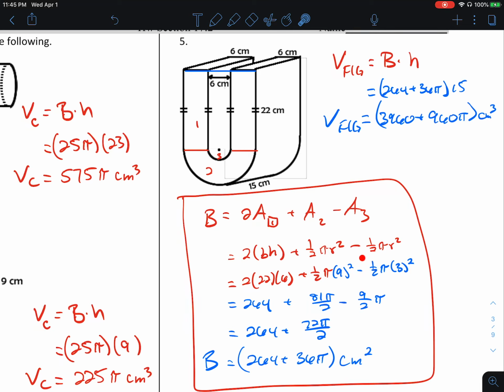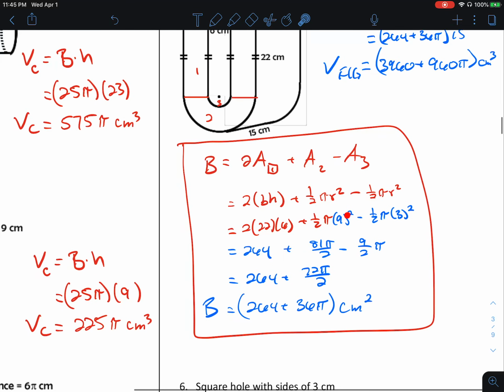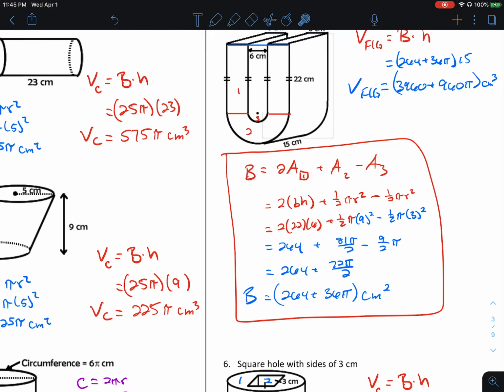Why are these halves here? Because it's half of a circle. 9 squared is 81. 3 squared is 9. 81 pi over 2, 9 pi over 2. Subtract. When you subtract fractions, you subtract the tops, not the bottoms. You get 72 pi over 2, which reduces to 36 pi.